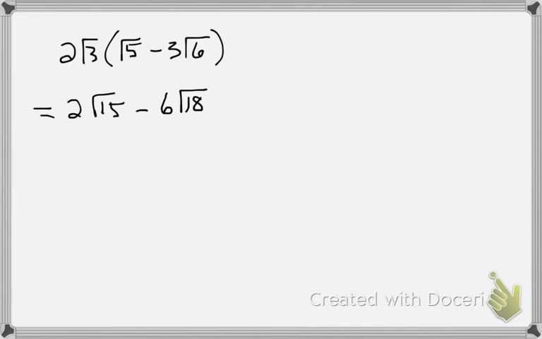Yeah, this time we can simplify. 15 just breaks down into 3 and 5, but that doesn't go anywhere. 18, however, is 9 and 2, where 9 is 3 and 3. So indeed, we do have a square there, which we can then break out of the square root. So I have 2 square root of 15 minus 18 square root of 2.